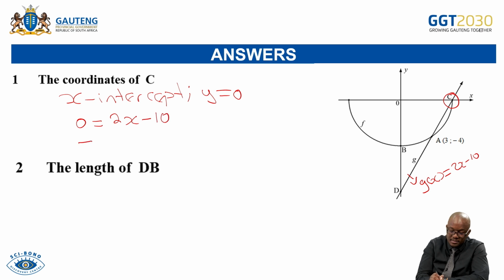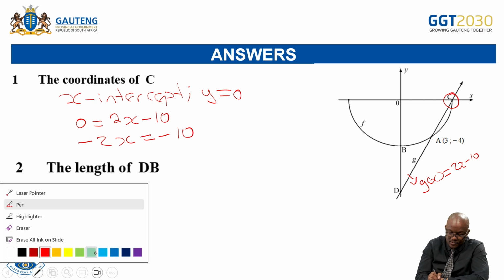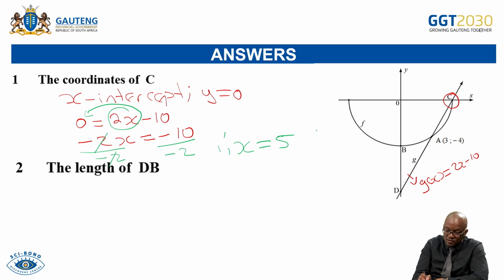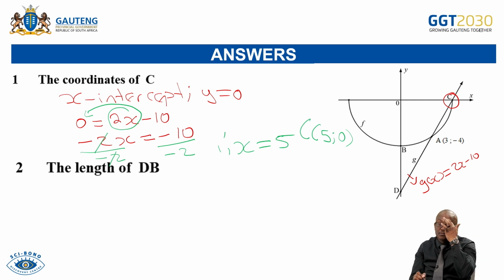2x minus 10, negative 2x minus 10. Remember, what I just did there was to transpose this one to the right-hand side. We divide by negative 2, we divide by negative 2. Therefore, x will be positive 5. It means the coordinate of C is 5 and 0. C is 5 and 0.